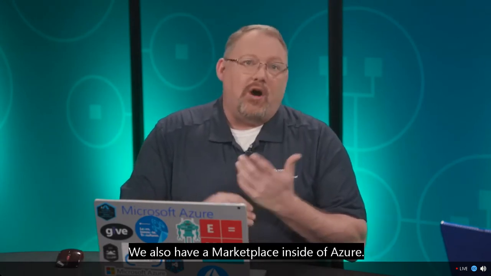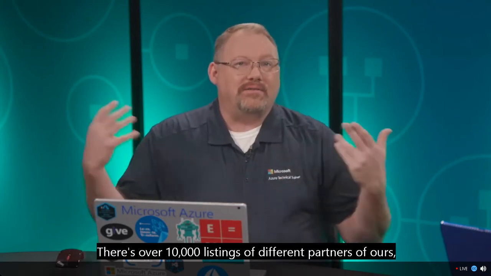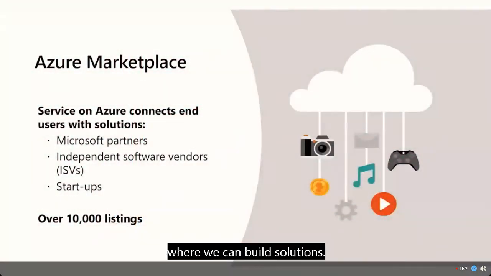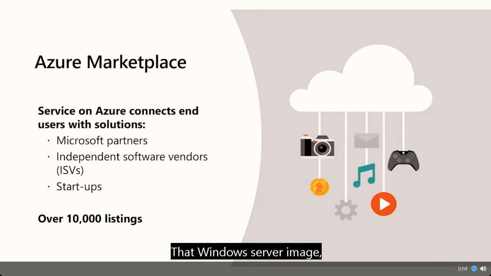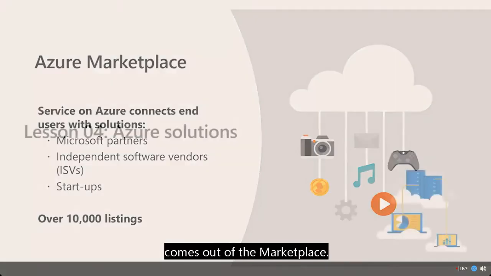We also have a marketplace inside of Azure. There's over 10,000 listings of different partners of ours, Microsoft, that have made software to do and solve problems. Remember, we talked about platform as a service where we can build solutions, but you might want to go buy a solution. What if I want to buy something? I can use the marketplace to buy those solutions. And just FYI, all those images that we create for virtual machines all come out of the marketplace. So that Windows Server image, because I'm buying a brand new license, comes out of the marketplace.